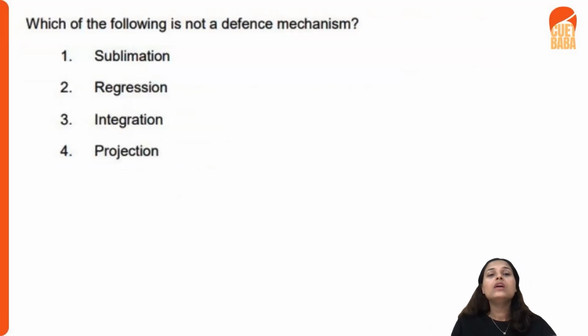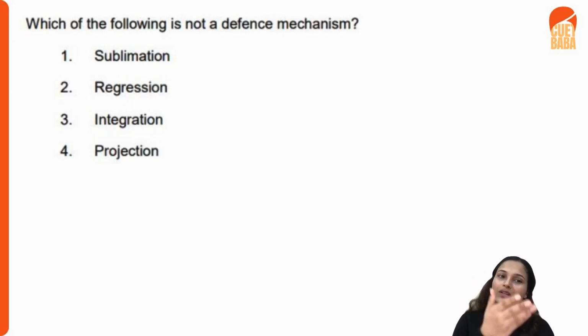Okay. Which one of the following is not a defense mechanism? In our psychology classes, we have already discussed this, but let's see how well you answer. The first is sublimation, second is regression, third is integration, and fourth is projection. Which one is not a type of defense mechanism? Sublimation we have read, regression we have read, projection we have read, but there was nothing of that sort of integration. Integration is not a defense mechanism.